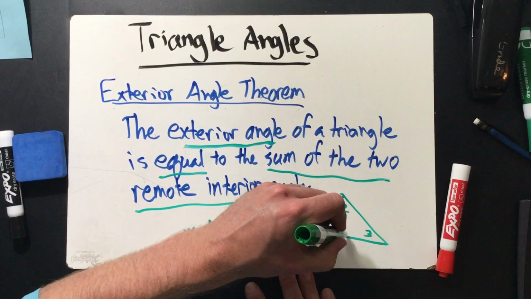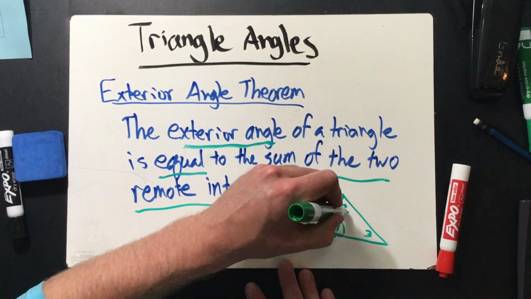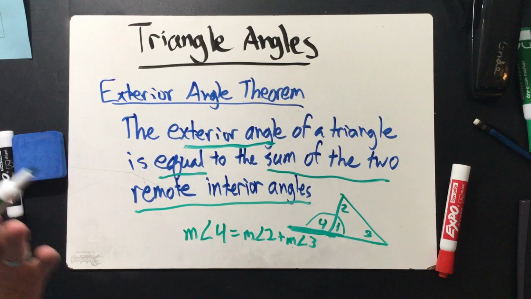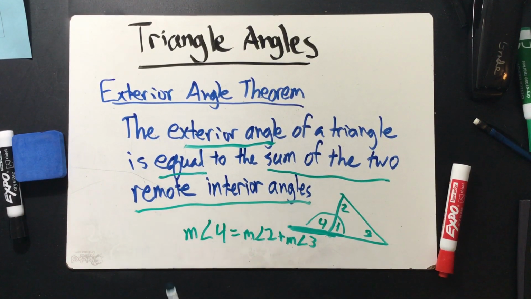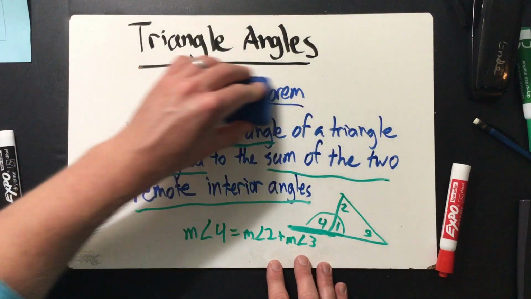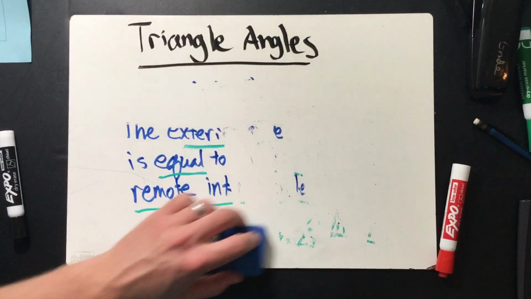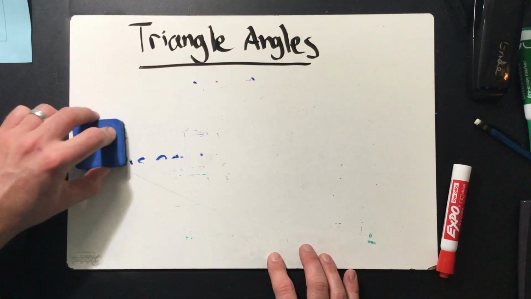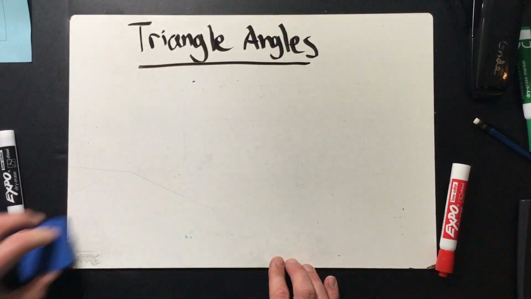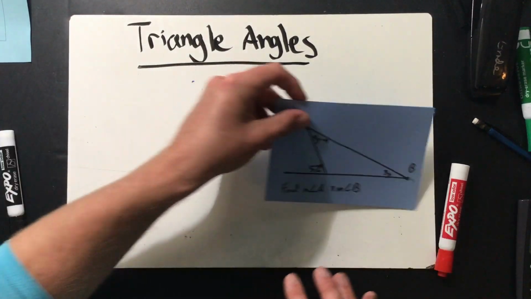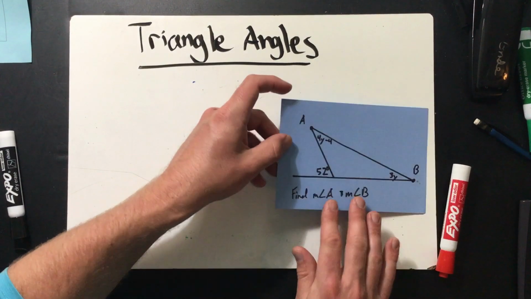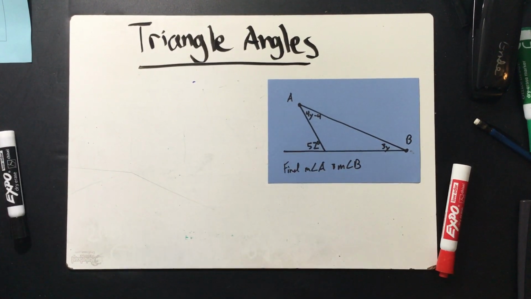Is that because 1 and 4 are supplementary, and 1, 2, and 3 add up to 180, so you could substitute 2 and 3 for 4. And so we're going to be able to do problems using the exterior angle theorem. And so I have 2 more examples for you, and that is it. So this time I need this card right here. Doesn't matter which one we start off with. Start off with that one.